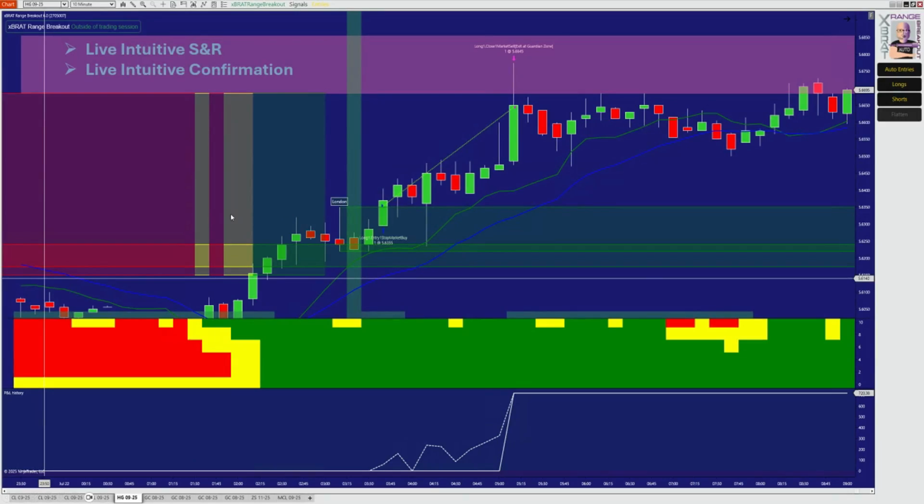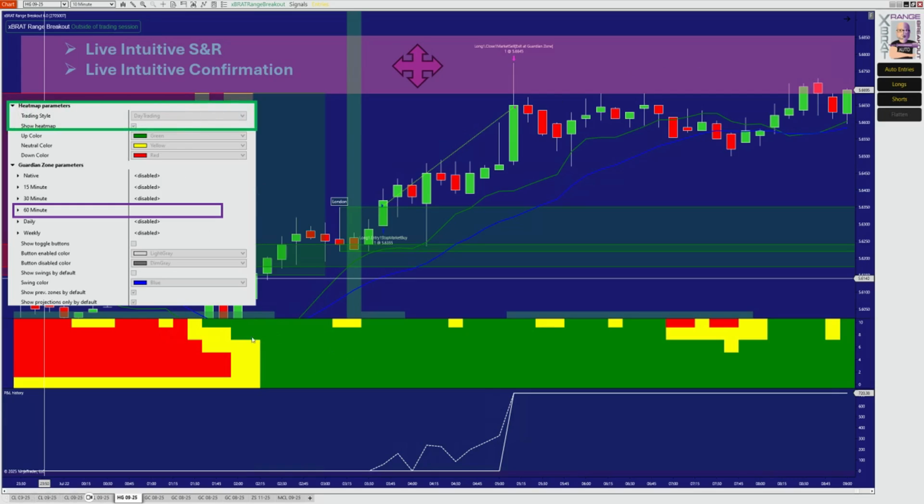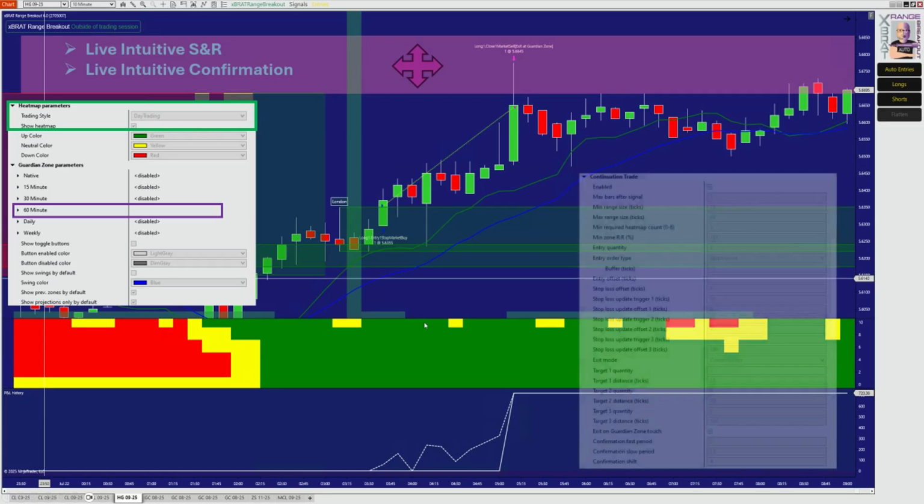This particular strategy is the Range Breakout. It's on copper and it's trading what we call a continuation trade. It breaks out of the range and takes the profit up here. But let's go through the initial settings. First of all, we can see the 60-minute time frame is the only time frame selected within the optimization. We're on a 10-minute time frame, so this purple zone up here is the 60-minute time frame. We also have the heat map parameters. This heat map down here has 6 different time frames, set on the day trading setting.